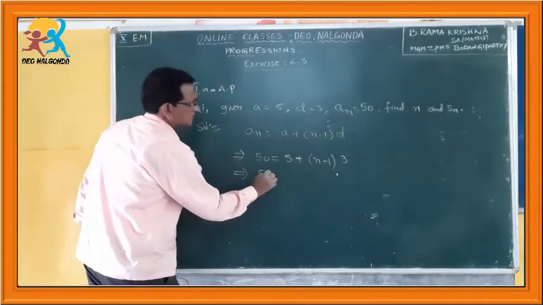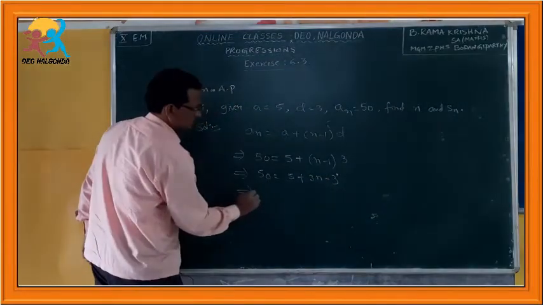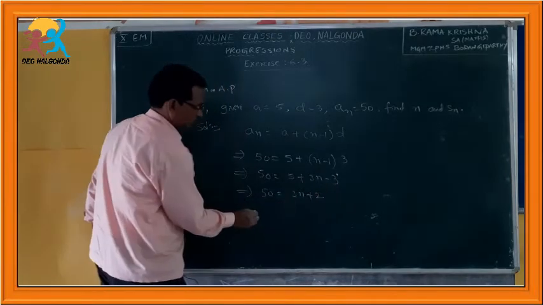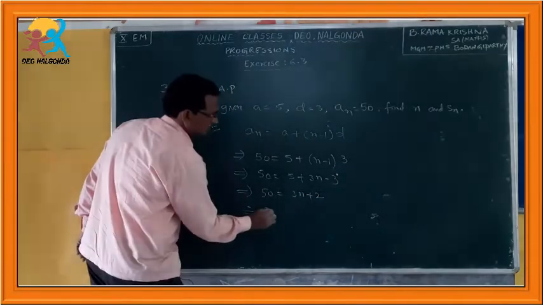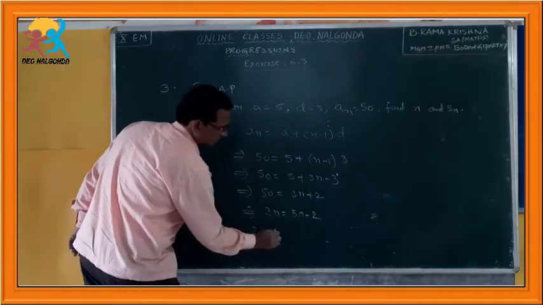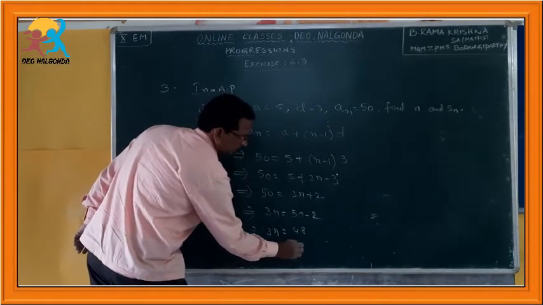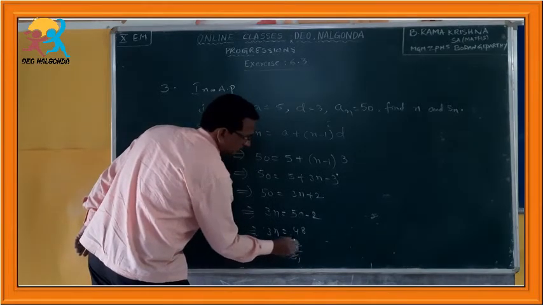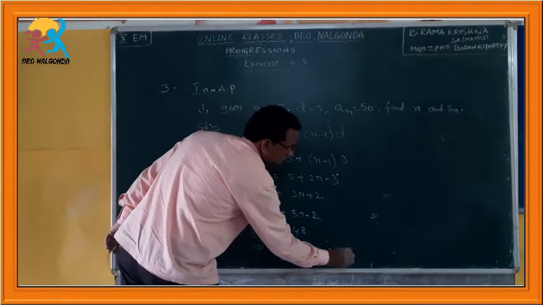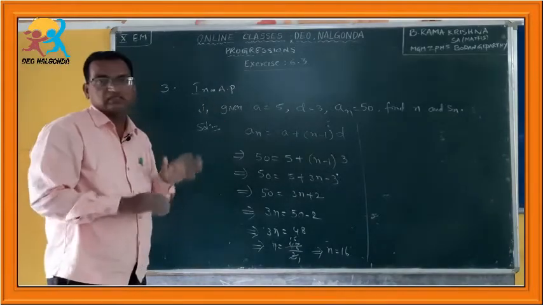Okay, 50 is equal to 5 plus (n minus 1) multiplied by 3, which implies 50 is equal to 5 minus 3, that is 2, therefore 3n plus 2. So if you transpose this to this side, 3n is equal to 50 minus 2, which implies 3n is equal to 48, which implies n is equal to 48 by 3. If you simplify, 3 ones are 3, 1 remains, 6. So n is equal to 16, which means the number of terms in this particular progression is 16.